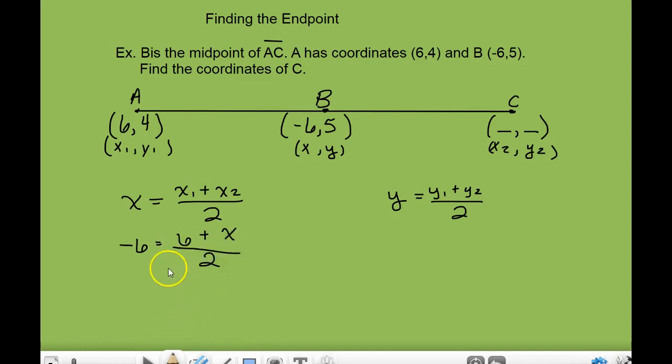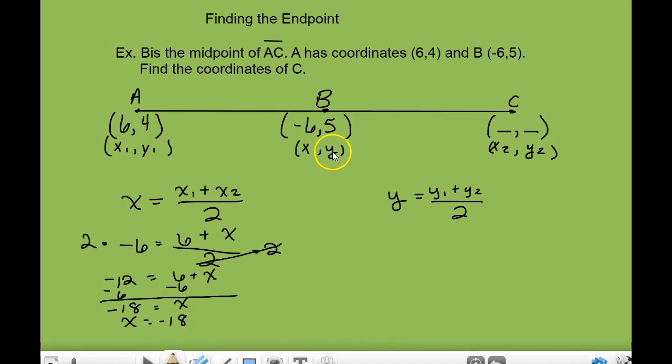So now I solve. How do I get rid of a fraction? I multiply both sides by what's on the bottom, by the denominator. So that cancels. And 2 times negative 6 is negative 12 equals 6 plus x. And I just solve for x. Subtract 6 from both sides. Negative 12 minus 6 is negative 18. So x equals negative 18.